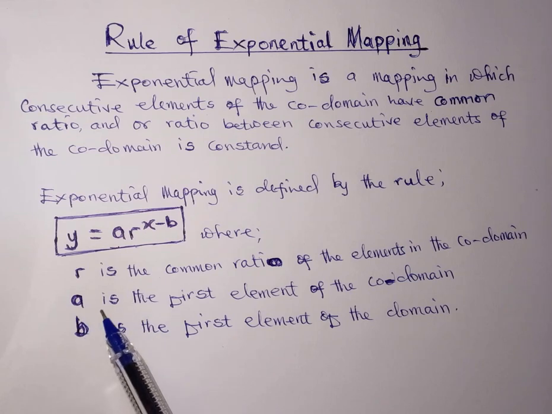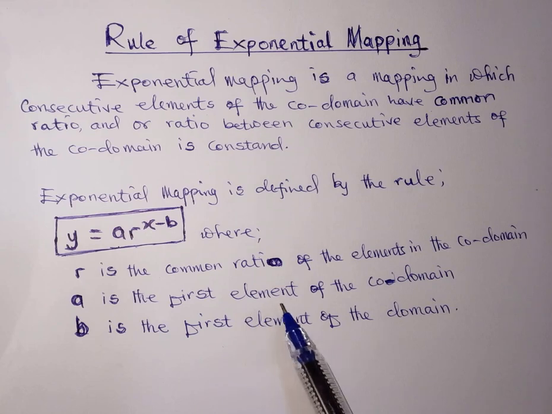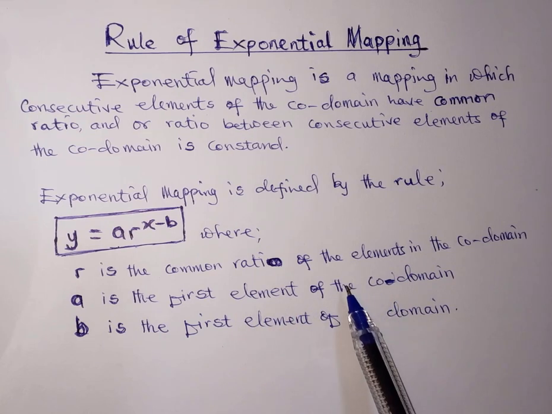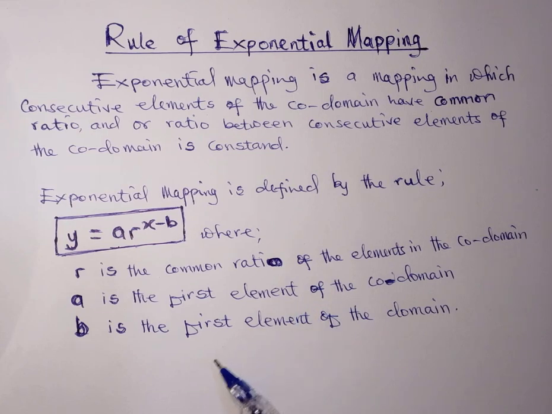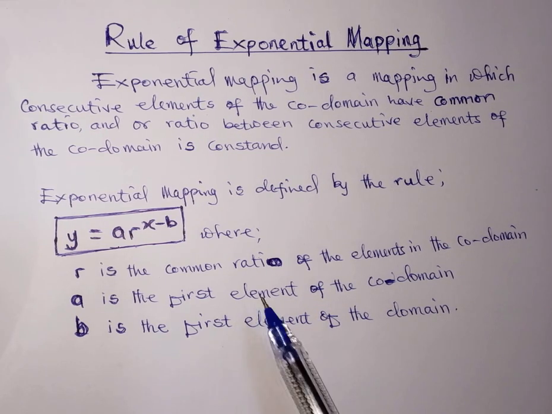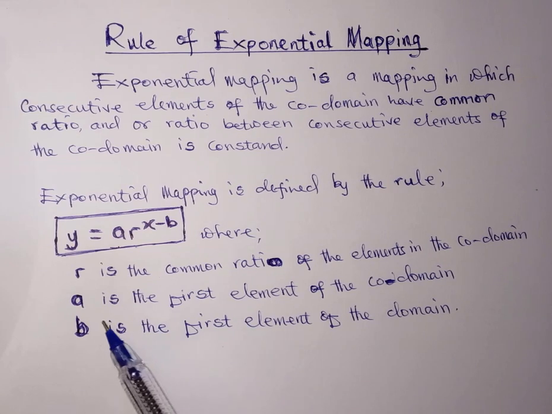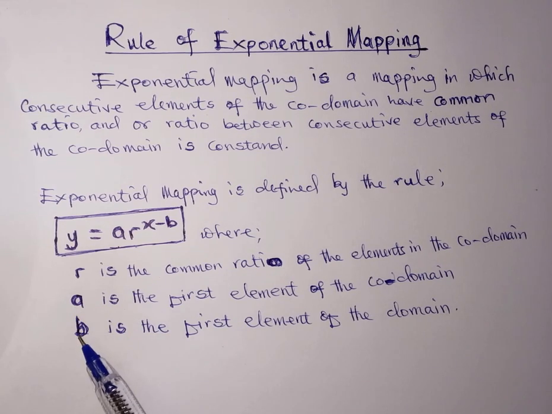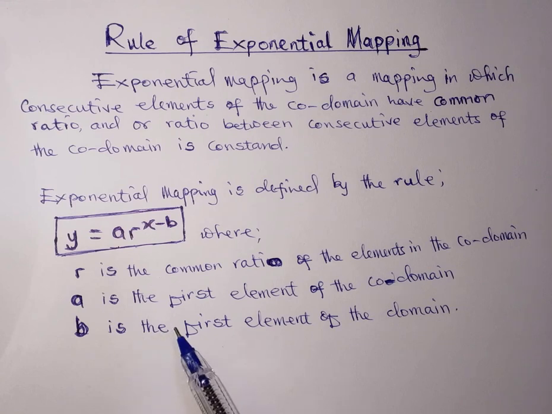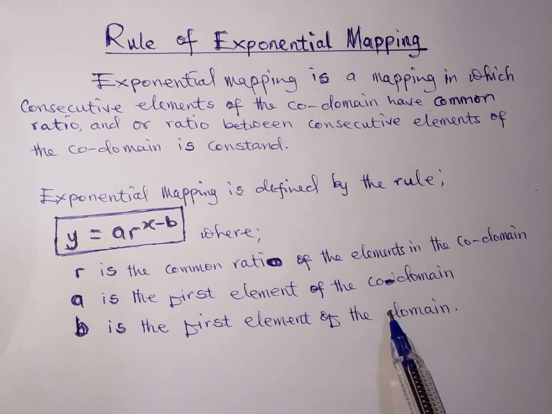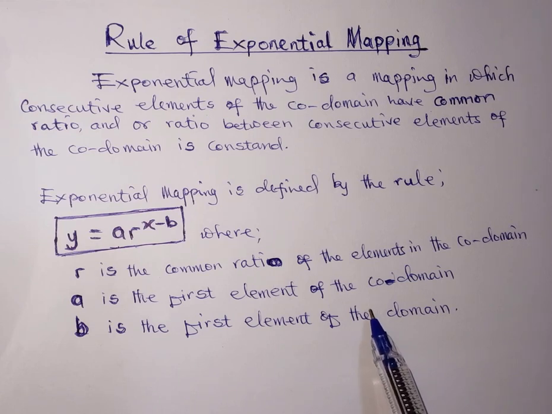Also, the A here is the first element of the codomain. So whenever you are given the mapping, whatever value you see as the first on the codomain becomes your A. While the B part is the first element you see on the domain. All right, so we shall take an example and look at how we can find the rule of such mapping.